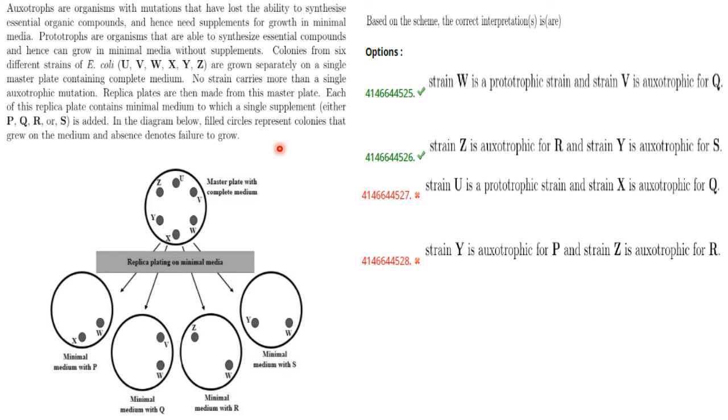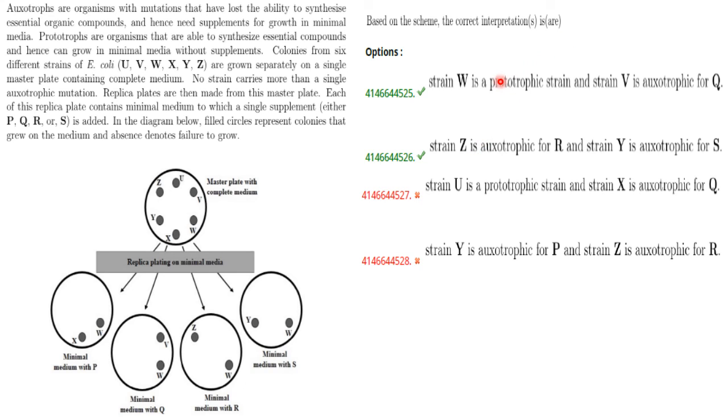So in the master plate, that is complete medium, all organisms are growing. All your U, V, W, X, Y, Z are growing. Now after replica plating, you can see that only some organisms are growing. But if you see all the plates, W is common. Okay, W is common in all the plates. So it is a prototrophic strain because it grows on all the plates.